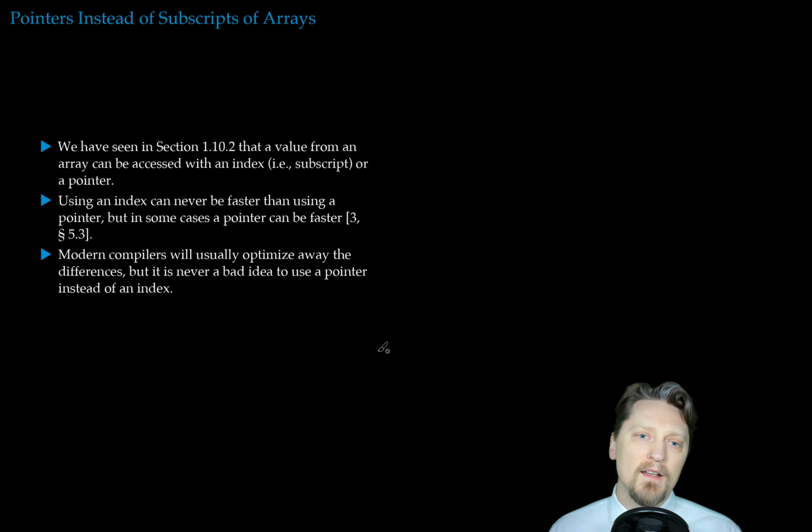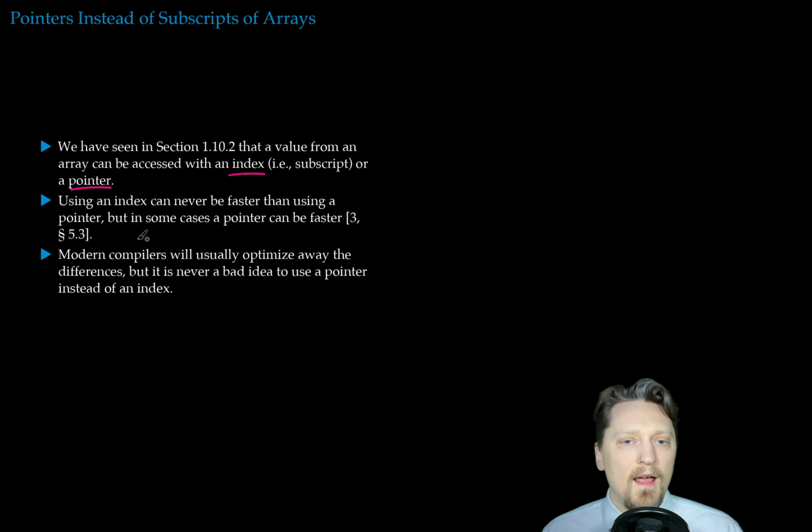We have seen in section 1.10.2 that a value from an array can be accessed with an index, i.e. subscript, or with a pointer. Using an index can never be faster than using a pointer, but in some cases, using a pointer can be faster. Modern compilers will usually optimize away the difference, but it is never a bad idea to use a pointer instead of an index. Our final topic of this lecture, buffers.